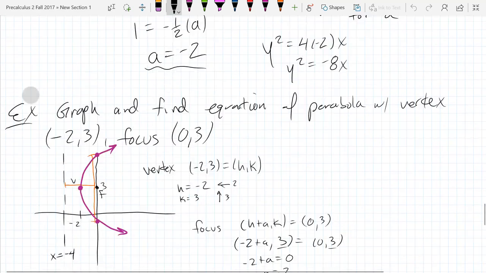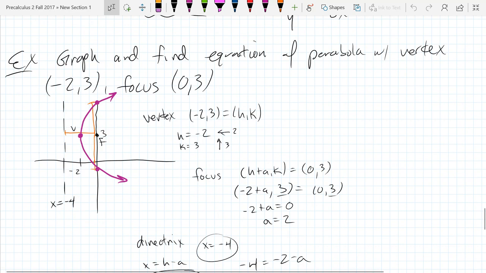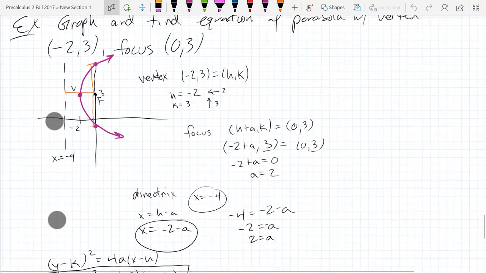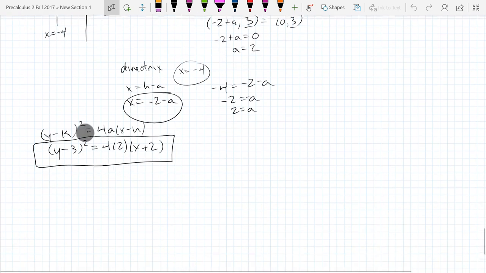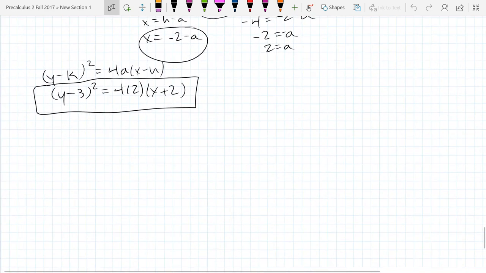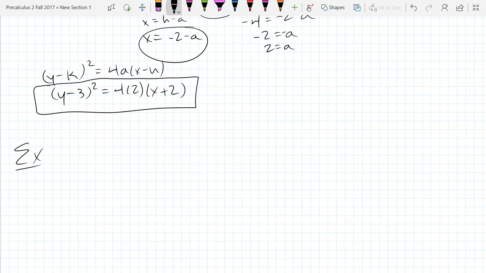So we just finished a problem where we got some information about the properties of the parabola and then created an equation. Let's do the opposite direction question. So I'll give you a parabola and I want to know all the information about it. And this one is not going to have the vertex at the origin.